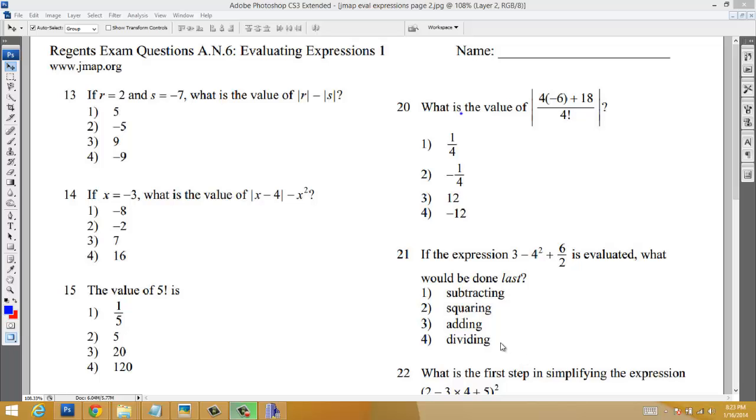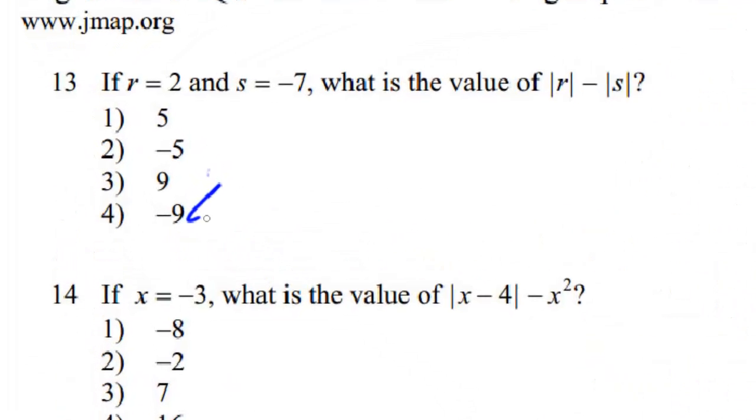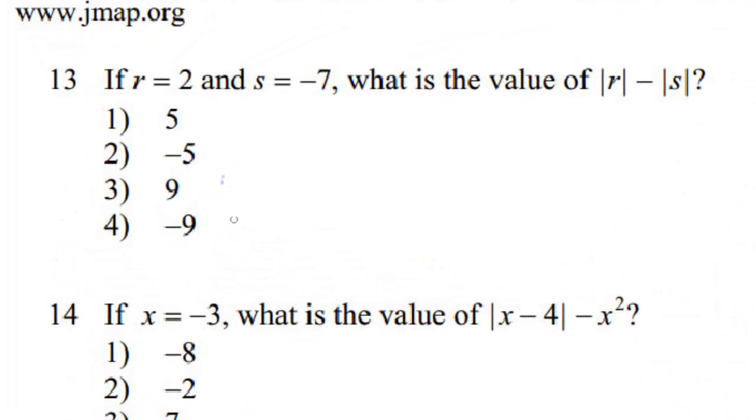Today, we're going to be preparing for the algebra regents by evaluating expressions. So, what we're going to do is start with number 13 and let's look at it together. I can see that it says if r equals 2 and s equals -7, what is the value of the absolute value of r minus the absolute value of s?